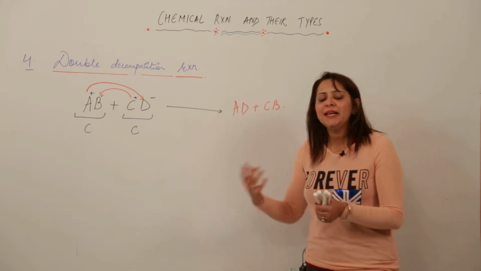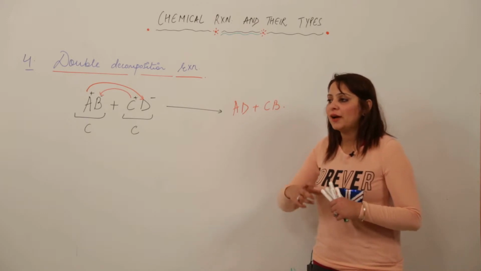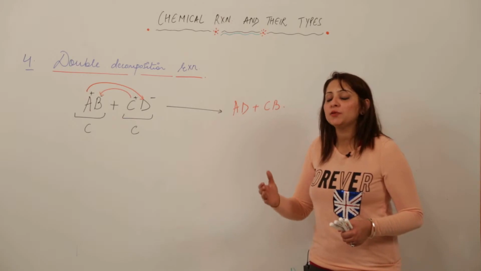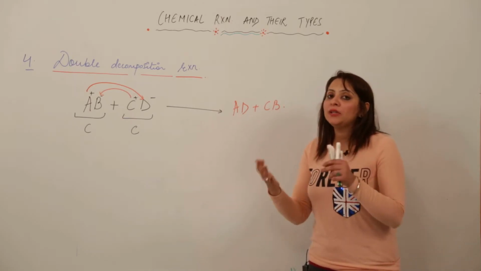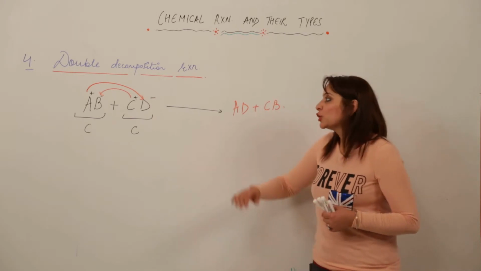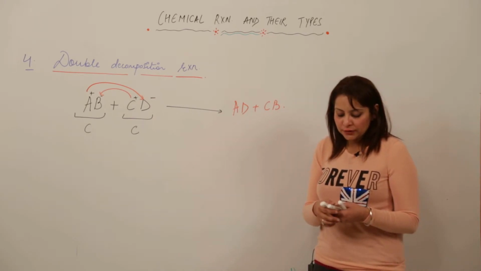Likewise, you can use any alphabet, you just have to remember that they will exchange their partners, right? Both the compounds will get decomposed and both the ions will get displaced. They will just mutually exchange their place. So this is a double decomposition reaction, right?